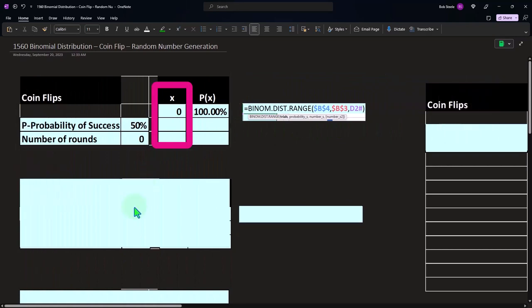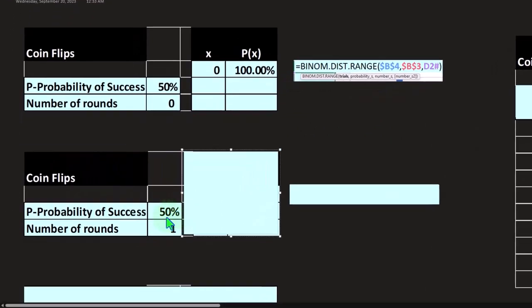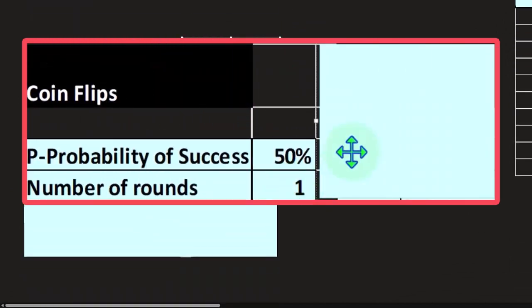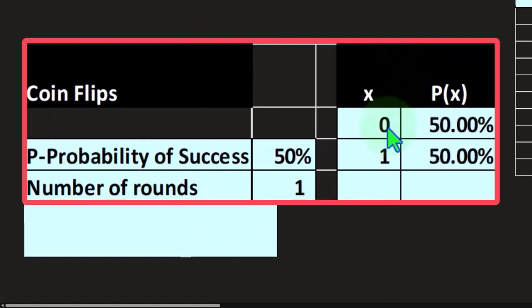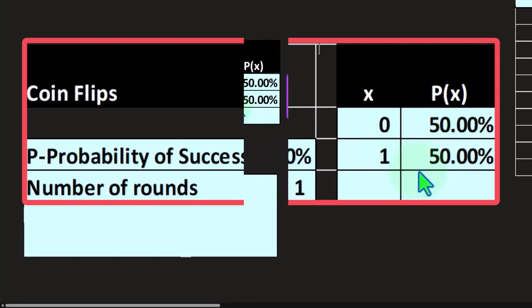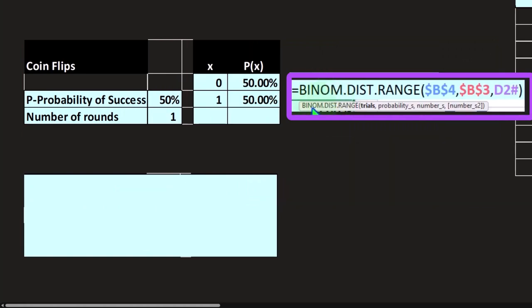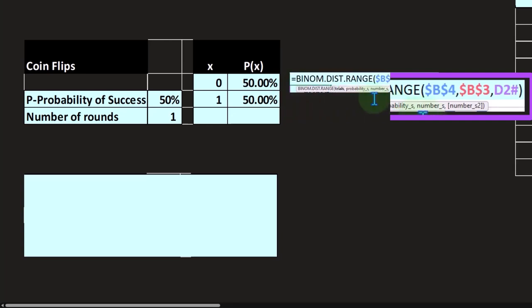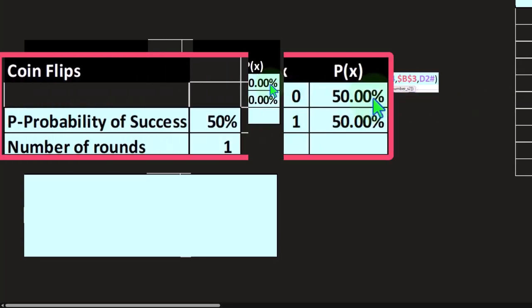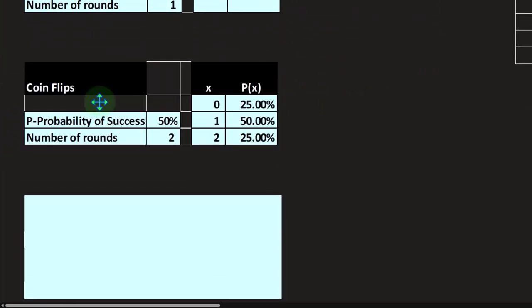So let's take a look at a scenario this time where the probability of success is still 50% because it's a coin flip situation, but we flip the coin one time. Well, if we only flip the coin one time and we're defining success as heads, then as you would expect, the likelihood of having zero heads out of one flip is 50%. The likelihood of having one success out of one flip is 50%. Again, we're doing this with our binom.dist.range, and this is a spill array. So we once again took the trials, the probability of 50%, and then the numbers being this range, and it's spilled out these two values. We have done this in Excel if you want to check it out in Excel as well.